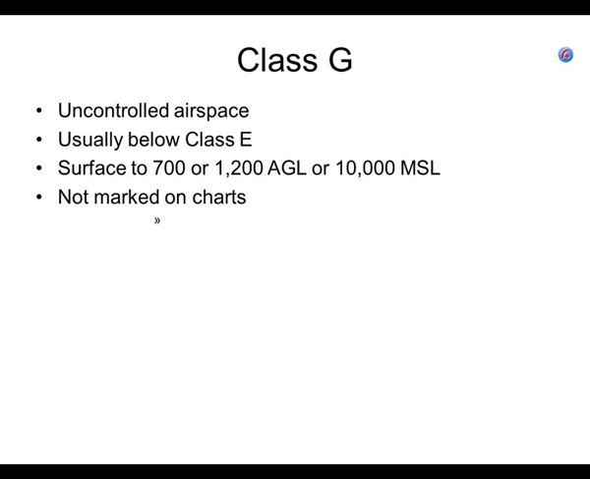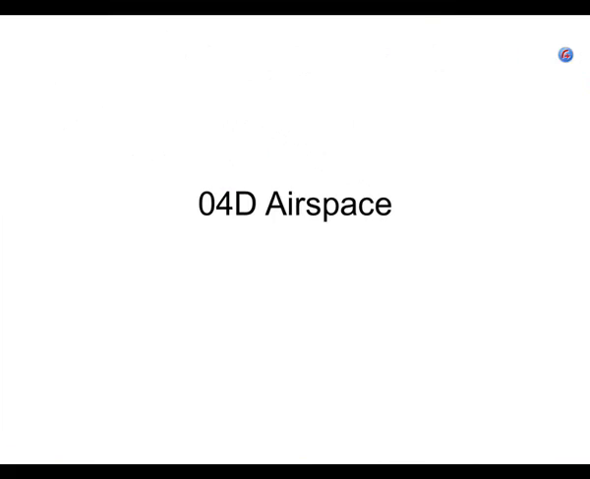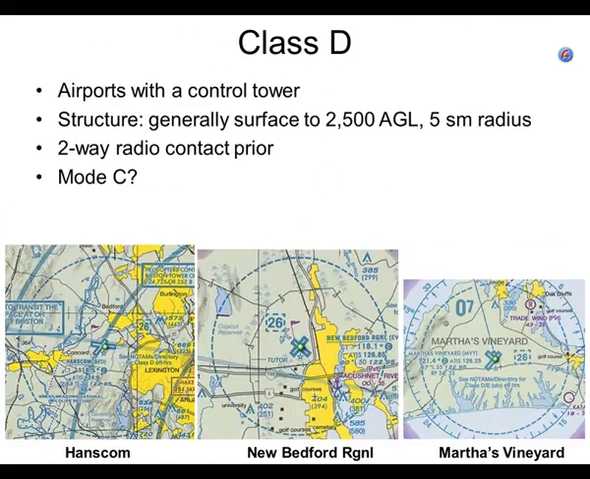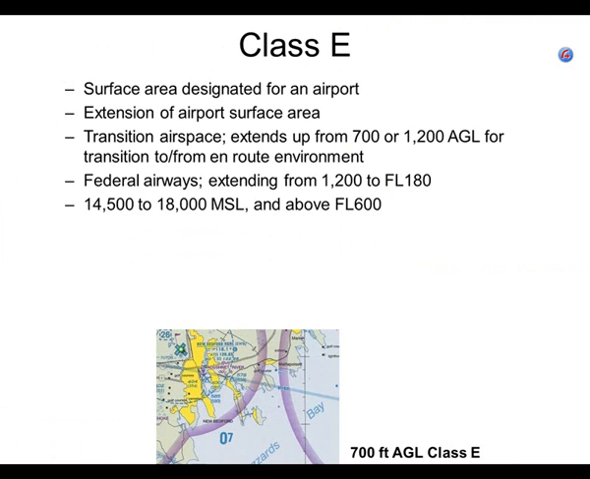Interestingly enough, Class G airspace is not marked on charts. If it's not marked, it's Class G. So for instance, if I go back up several slides, on this pie diagram right here, on the faded side, Class Echo goes down to 700, but that means below 700 right here, that's Class G. On the dark side and out away from it, Class E goes down to 1,200 feet, but below it is Class G. So they don't have to mark Class G.